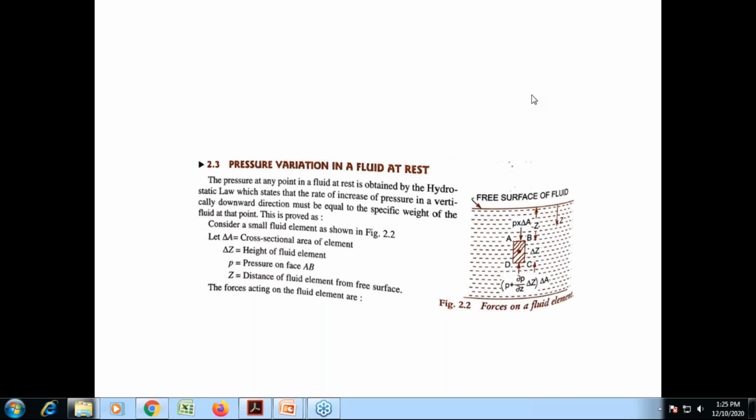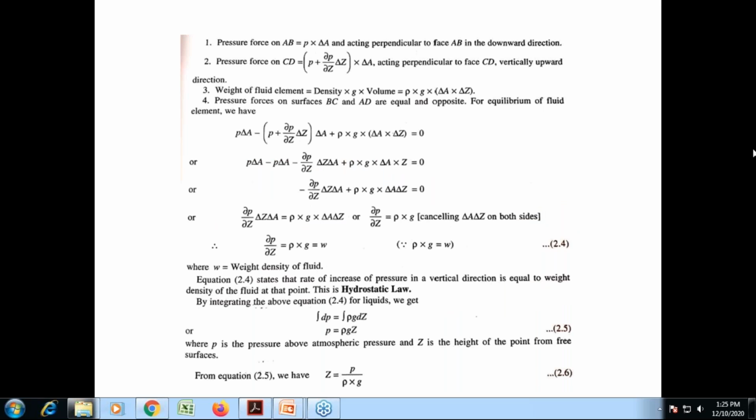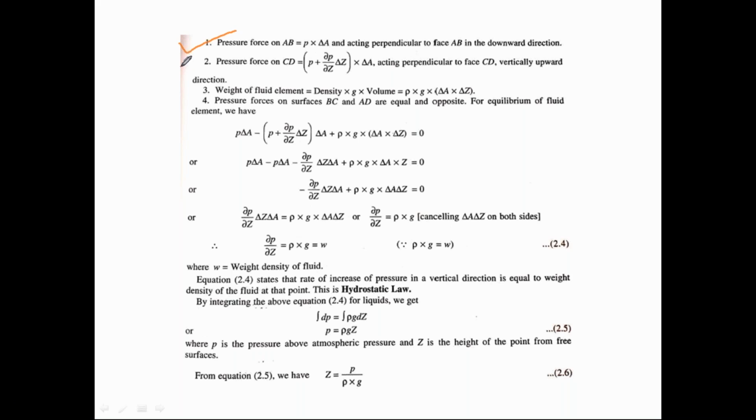Here I have the pressure force on AB, the pressure force on CD, and the weight of the fluid element. Now, summation Fy is equal to 0 for the equilibrium of the fluid at rest. And it gives me this final expression: delta P by del Z equals rho g, and that equals w.